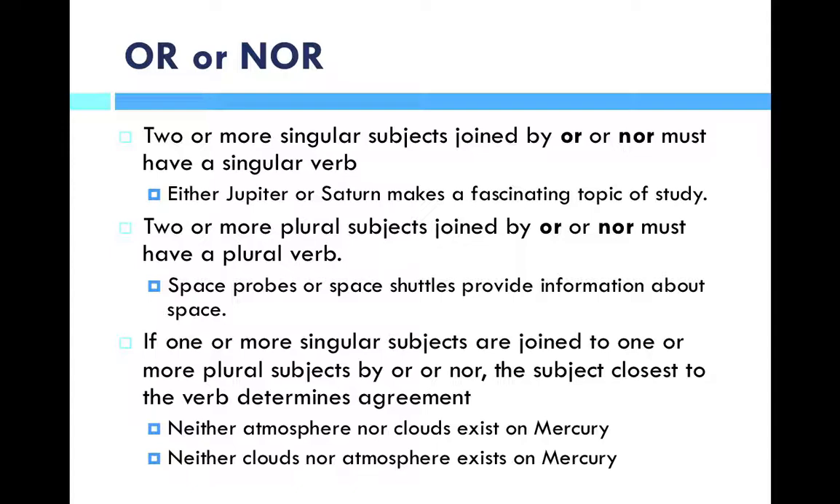However, if we were to switch around the subjects and say neither clouds nor atmosphere exists on Mercury, now atmosphere, the singular subject, is closest to the verb. So we would change exist to exists so that it's in its singular form.